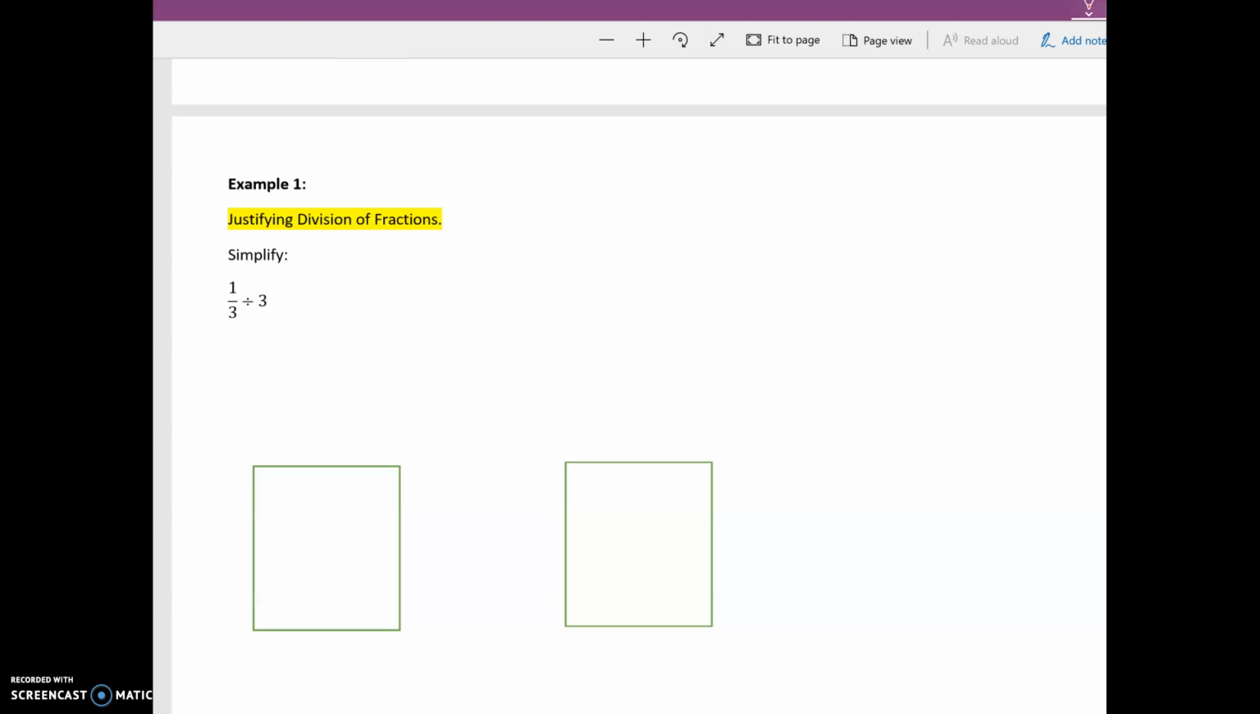Hello class, let's take a look at a justification of why the rule works when we're dividing fractions. Now, this one's a little bit harder to visualize than the previous example.